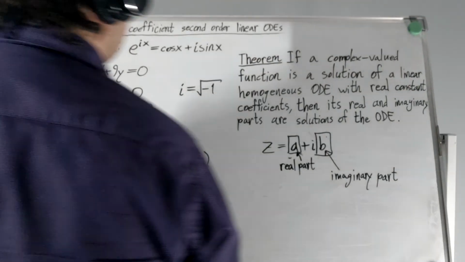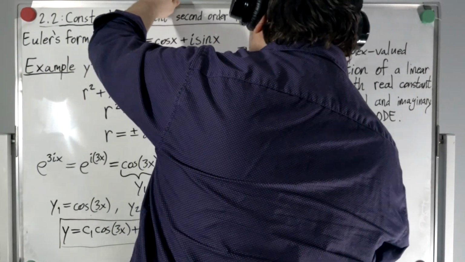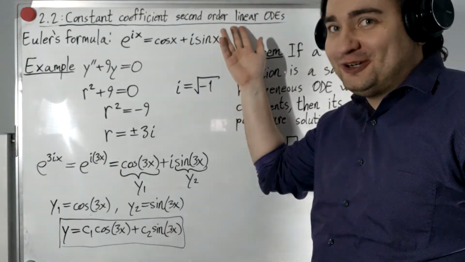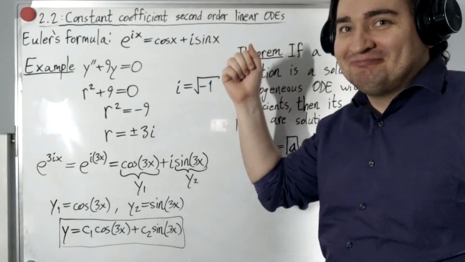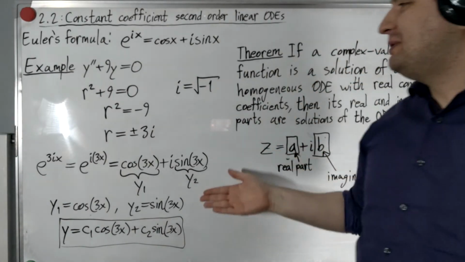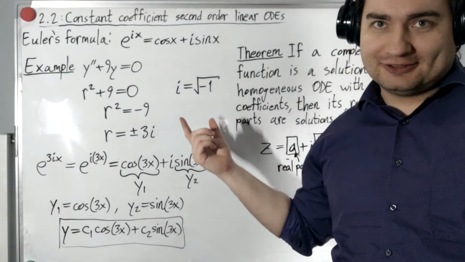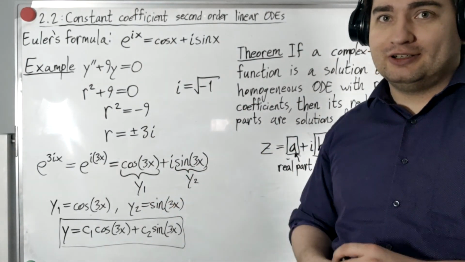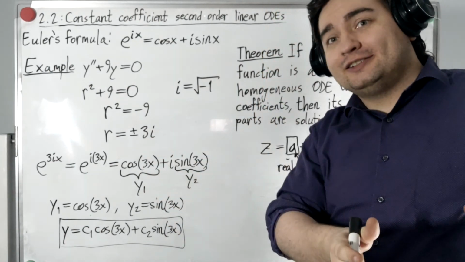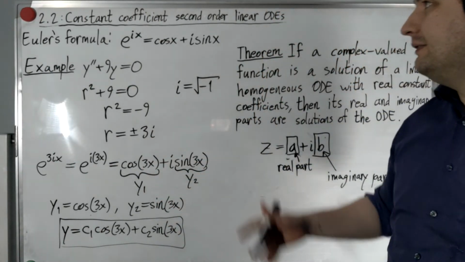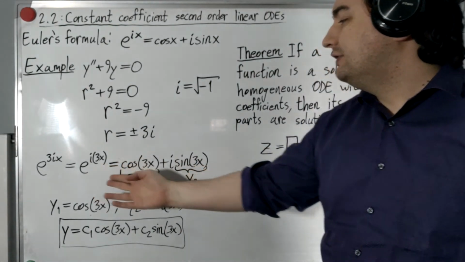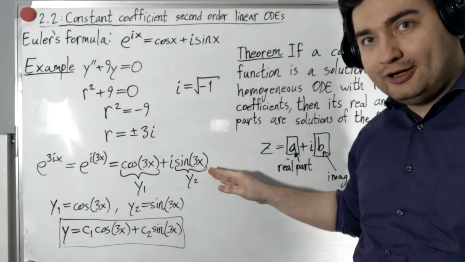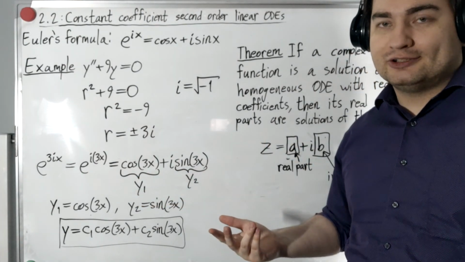So that's how you deal with constant coefficient, second order linear homogeneous ODEs. If you have distinct real roots, you can just construct the two solutions, take all the linear combinations. If you have repeated real roots, you can construct one solution, then multiply by x to get the other solution. And if you have complex roots, you can use Euler's formula to convert the complex solution into a form where you can read off the real and imaginary part, and then those construct the general solution.